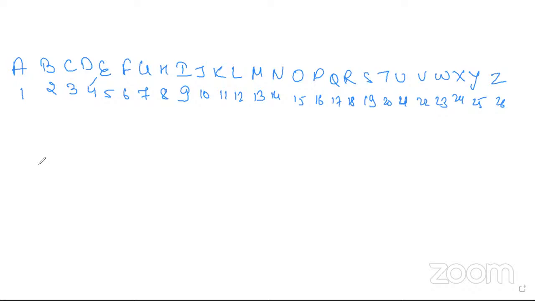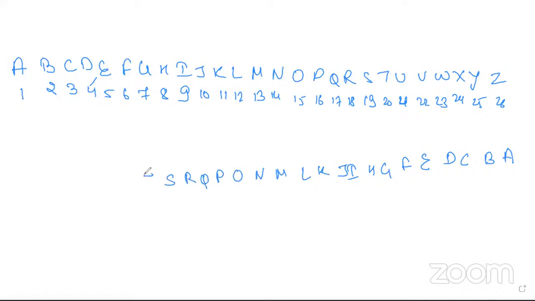There is one different kind of alphabetical order, that is reverse alphabetical order. It starts from Z, Y, X, W, V, U, T, S, R, Q, P, O, N, M, L, K, J, I, H, G, F, E, D, C, B, A. The codes are the same.